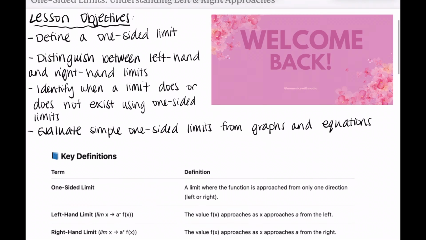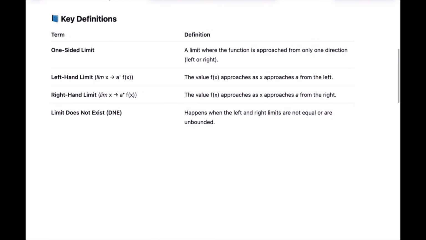To start off our lesson, let's get into our key definitions for today. First off, what is a one-sided limit? A one-sided limit is a limit where the function is approached from only one direction, left or right. Next, we have a left-handed limit. The definition of a left-handed limit would be where the value of f of x, or our function, approaches as x approaches a from the left.